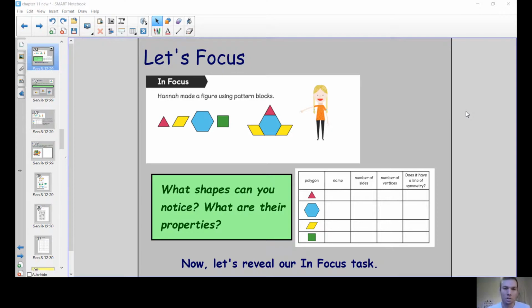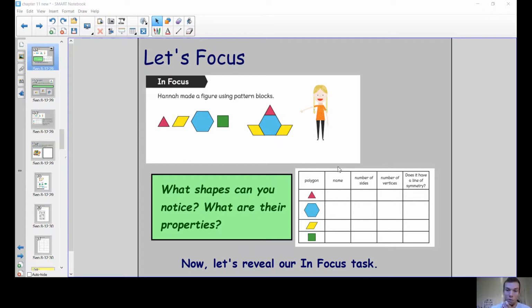Hannah made a figure using pattern blocks. This section over here is called a figure. I can see them all laid out here for her, and she's made this. What shapes can you notice? What are their properties? So this is a bit of a revision session.